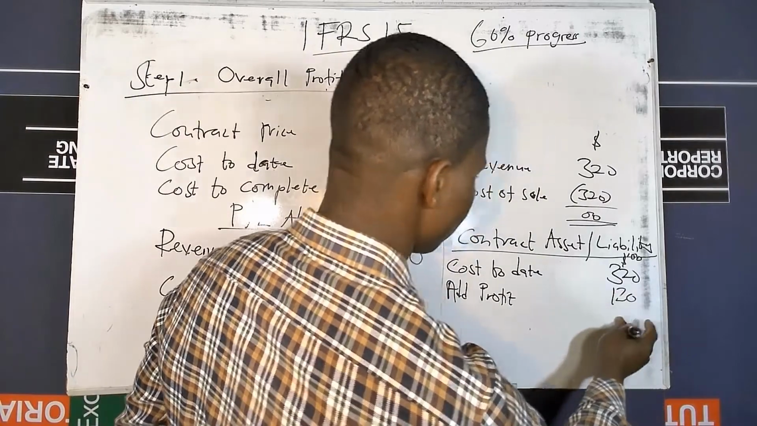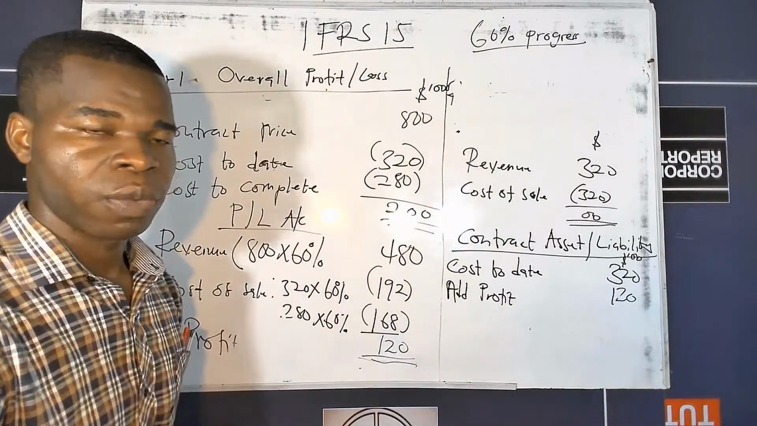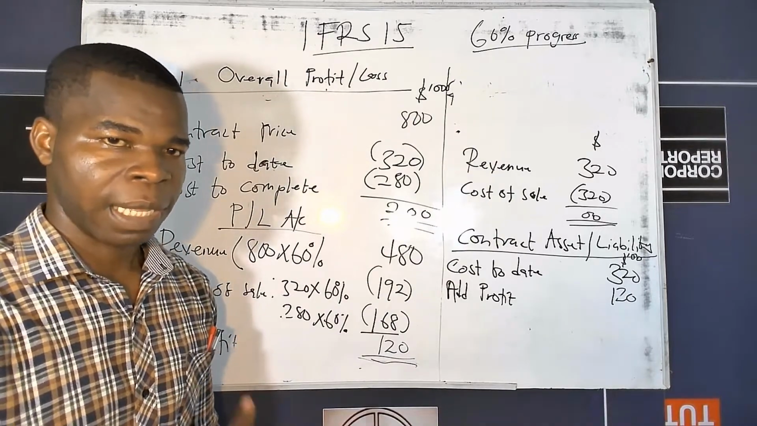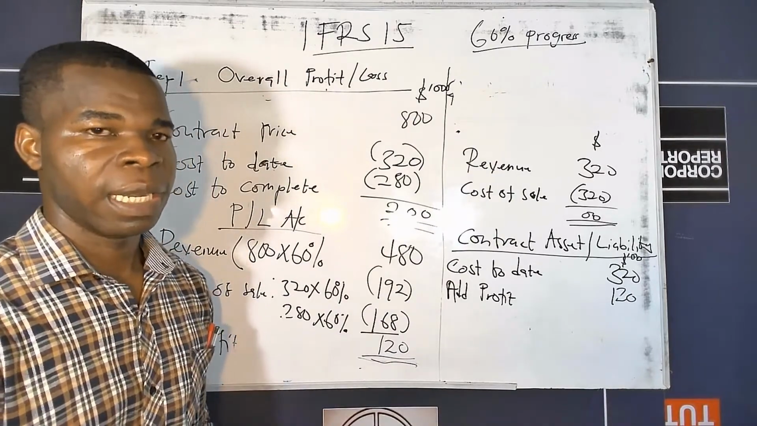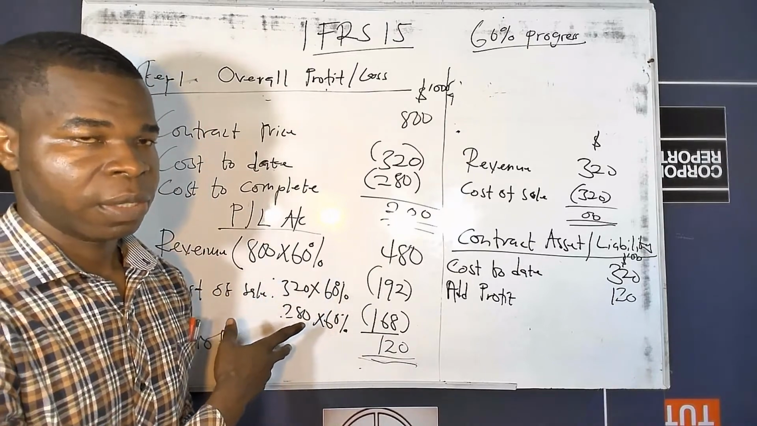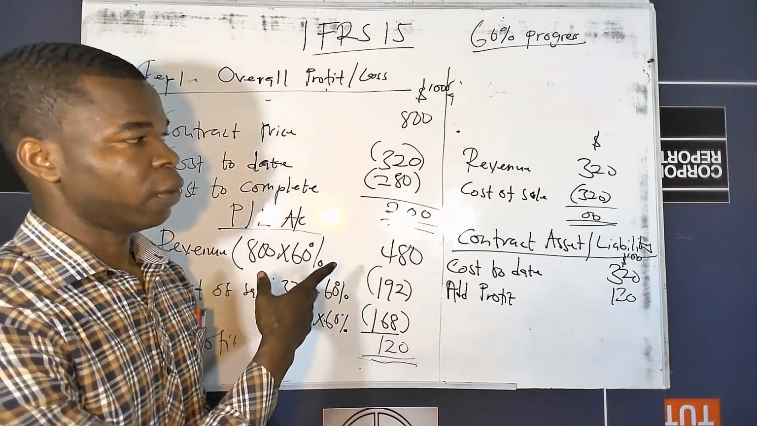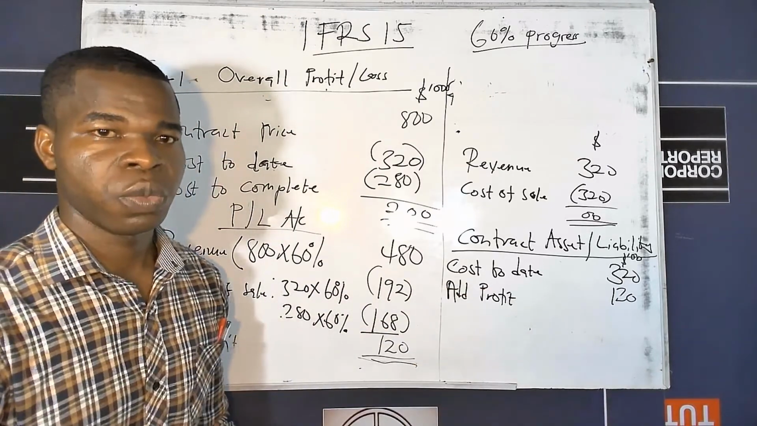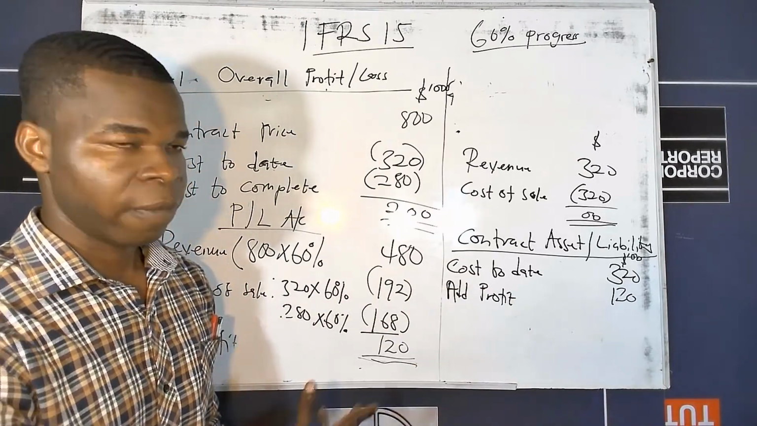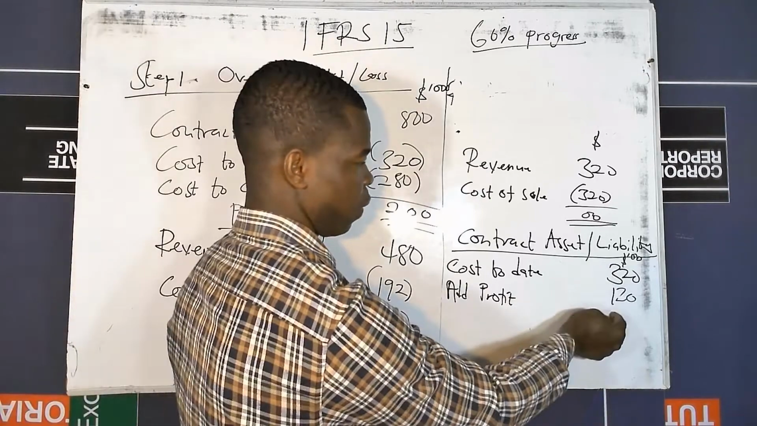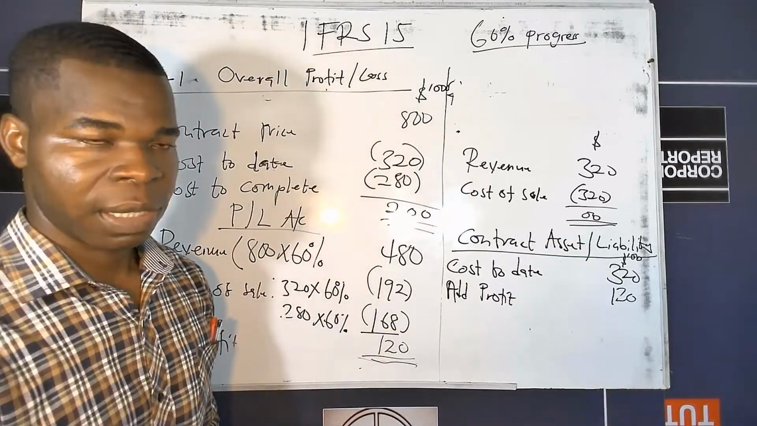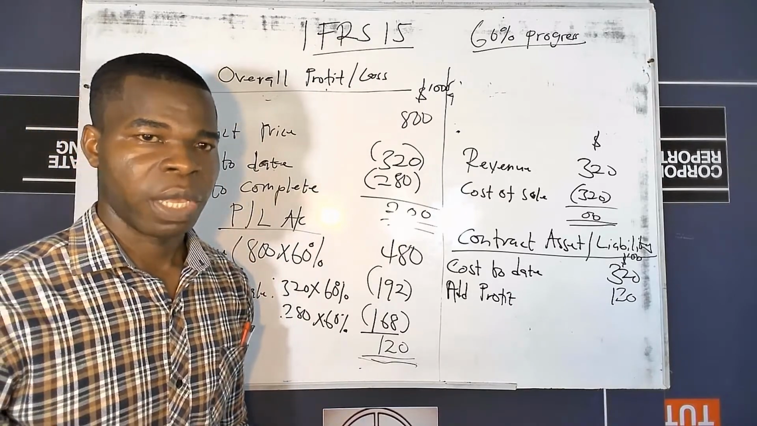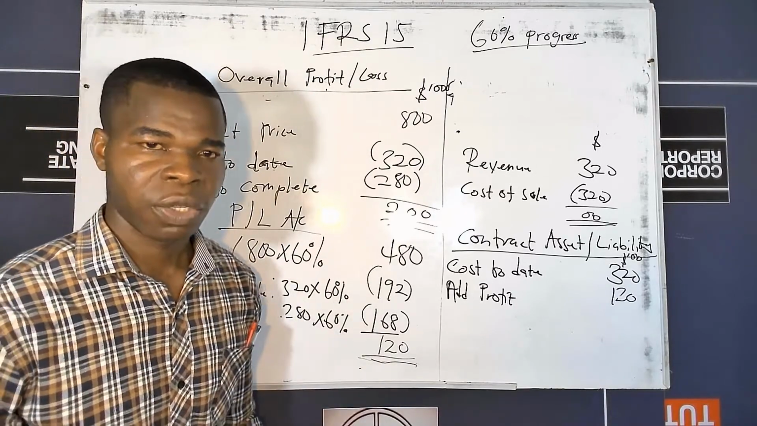So here we were not told the amount that was received by the entity from the customer as at the date of these calculations. Okay, we were not told. So we don't know the amount due or the amount billed to date. So therefore, the summation of these two becomes our contract asset. Now let's take a typical question, and then look at how we can apply these steps in solving it.